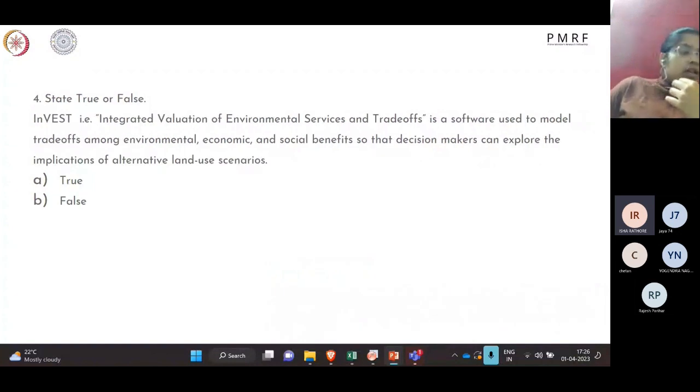Okay, so moving on to question four. State true or false. InVEST, that is integrated valuation of environmental services and trade-offs, is a software used to model trade-offs among environmental, economic, and social benefits so that decision makers can explore the implications of alternative land use scenarios. So is this statement true or false? So we looked up InVEST in the module on environmental ecosystem service review.